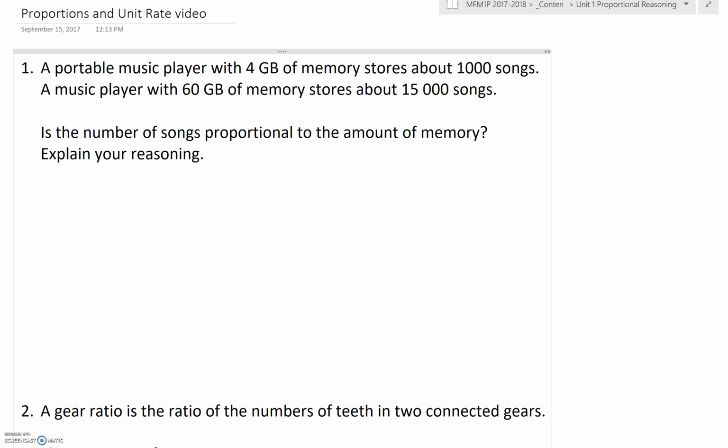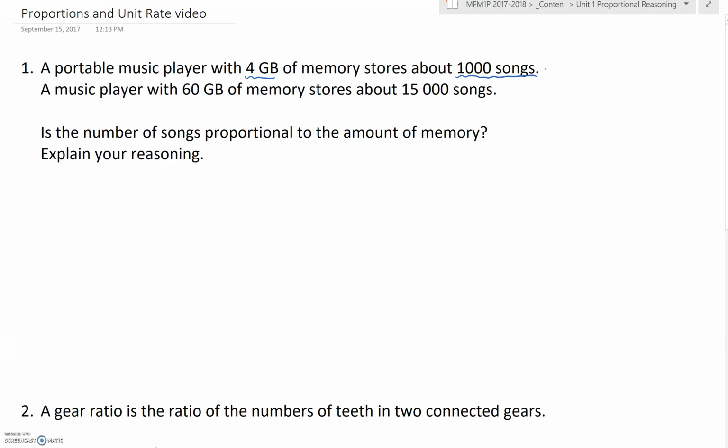A music player with 60 gigabytes of memory stores about 15,000 songs. Is the number of songs proportional to the amount of memory? Explain your reasoning. So we've been dealing with comparing 2 things while we've been in class. And in this case, we're comparing 4 gigabytes and we're comparing the amount of songs.